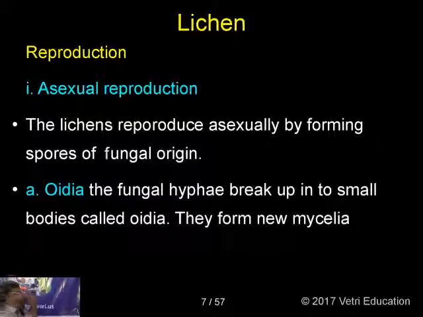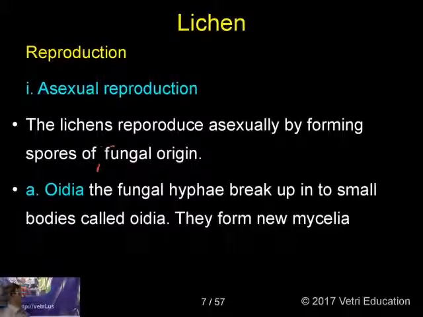The next type of reproduction: the lichens are reproduced asexually by forming the following fungal spores. Here you can find mainly the asexual reproduction of fungal origin only. That is, the algae have no chance of reproduction in lichen forms. That's why the appropriate word is helotism, because the reproduction, whether asexual or sexual, is carried out by the fungal component only.